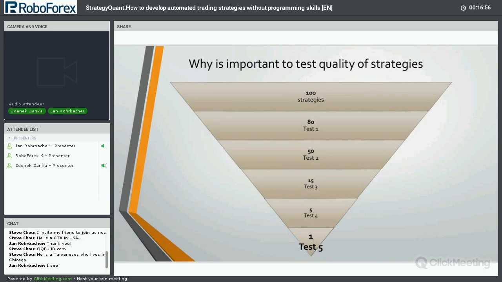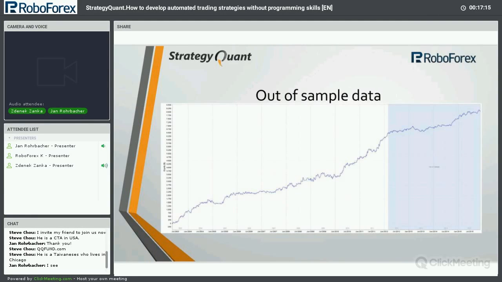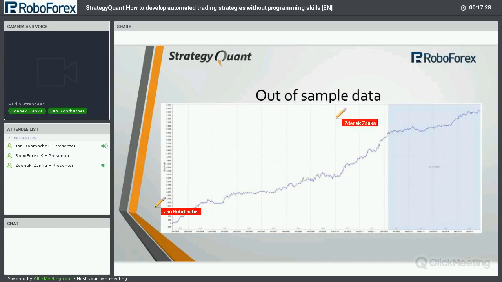In the quality tests, in the robustness testing, we do many tests where we determine the sensitivity of the strategy. And I will show you 3 examples of robustness tests: out of sample data, sensitivity to market cycles, and sensitivity to strategy parameters. So the first one, the most simple test, is out of sample data. It means that we separate our data into 2 parts. The first part is this yellow part. It's called in sample data, and the second part, this blue one, is called out of sample data.